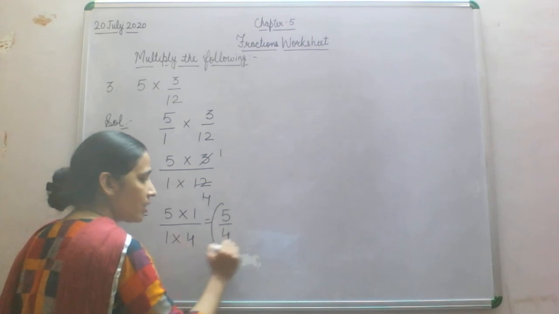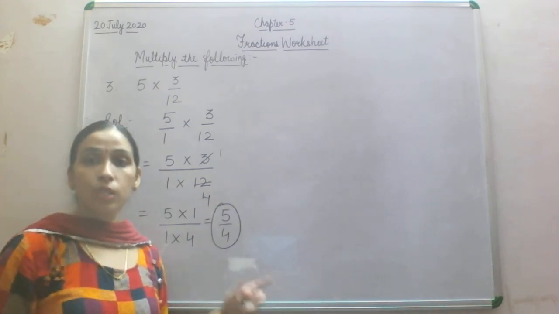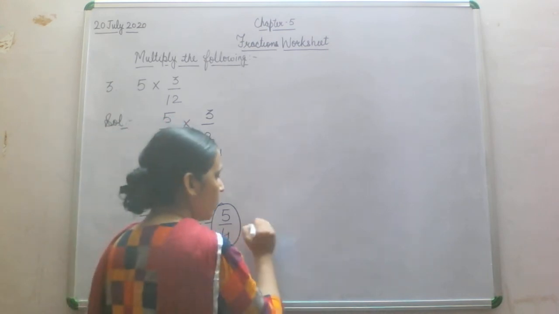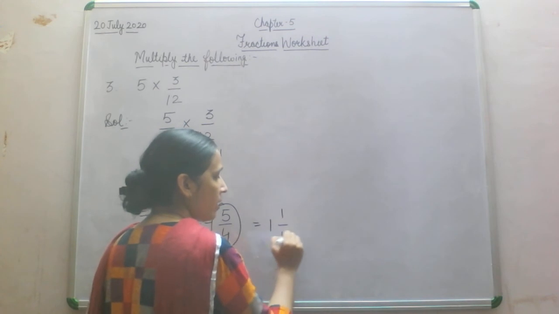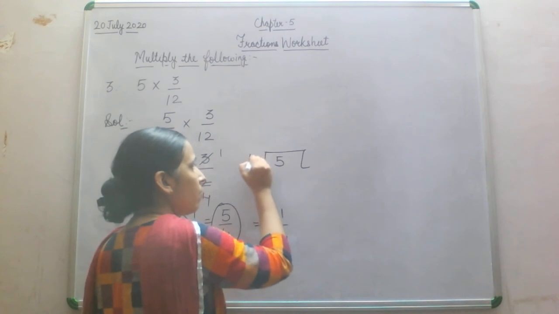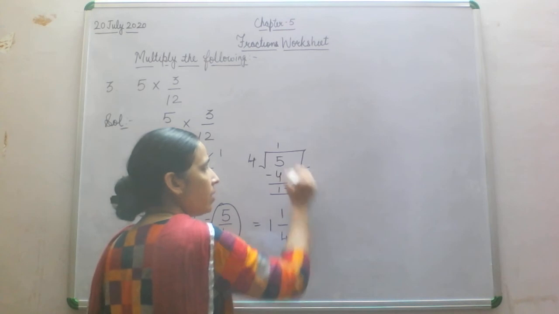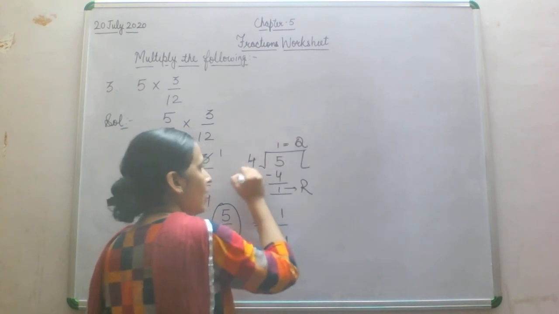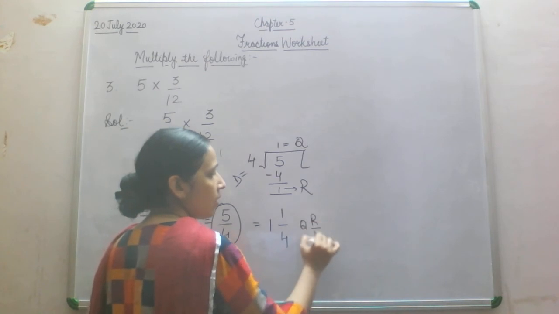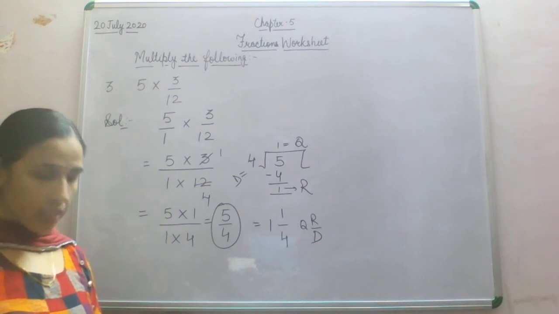Again you can see this is not a proper fraction. This is an improper fraction. So just now we have seen how to convert it. We will divide it and then we will write it as QRD. See, again we will do the division. 5 divided by 4. 4 one time is 4. Now this is your remainder, this is your quotient and this is your divisor. QRD. Let's see this question again.